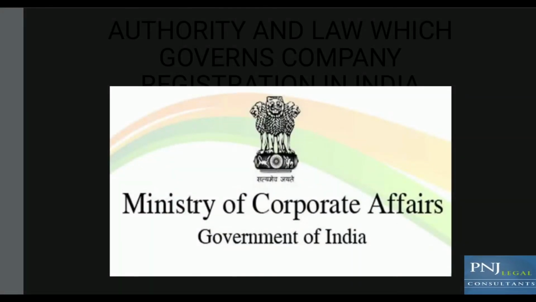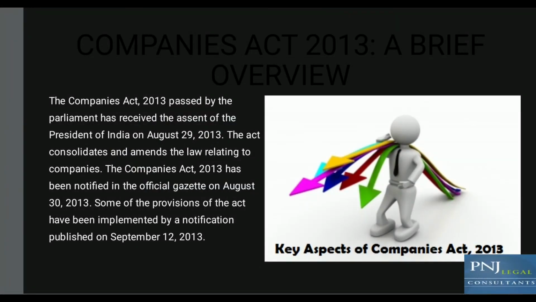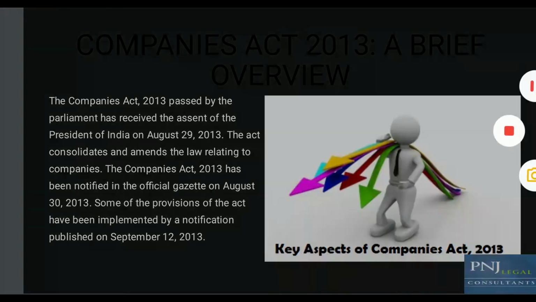The authority and law which govern companies is the Ministry of Corporate Affairs, Government of India. Companies Act 2013. The Companies Act 2013, passed by the Parliament, received the assent of the President of India on August 29, 2013. The Act consolidates and amends the law relating to companies. The Companies Act 2013 was notified in the Official Gazette on August 30, 2013. Some of the provisions of the Act were implemented by a notification published on September 12, 2013.